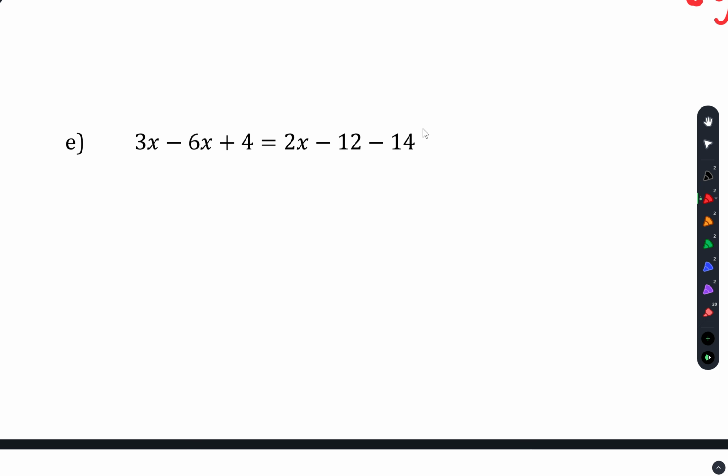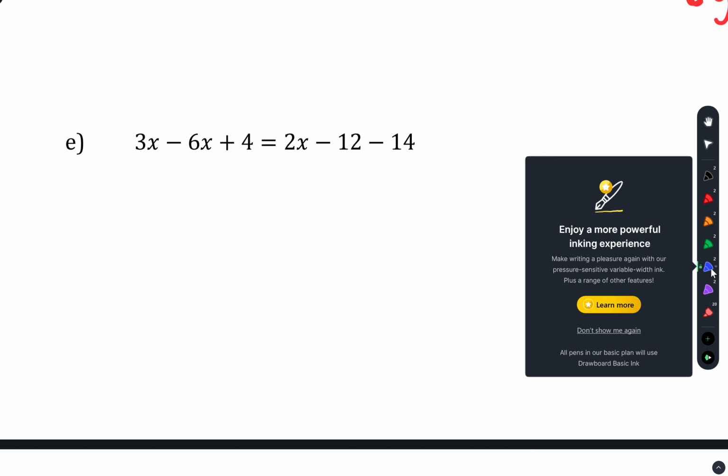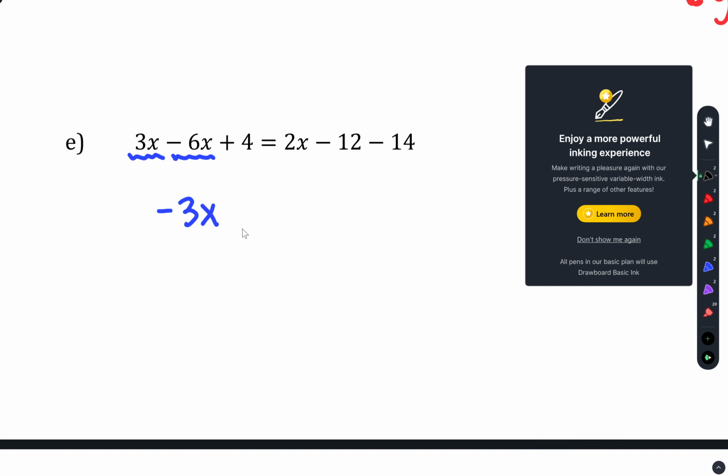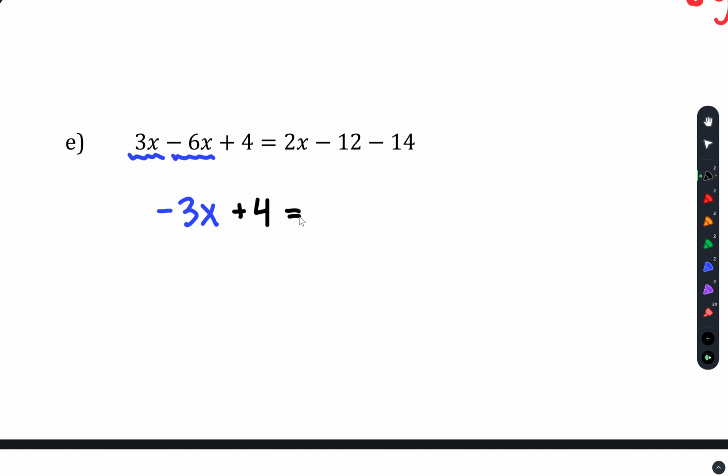Well, I know there's more than one, but there's one more on this page. What's my first step here? Jay? Like terms. I have like terms on the left side and I have like terms on the right side. So on the left side, I see 3x and negative 6x. I can combine those together. What does that get me? Negative 3x. That 4 drops down. What are my like terms on the right side?